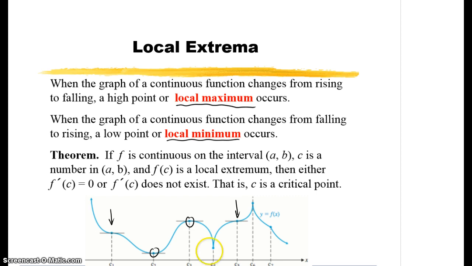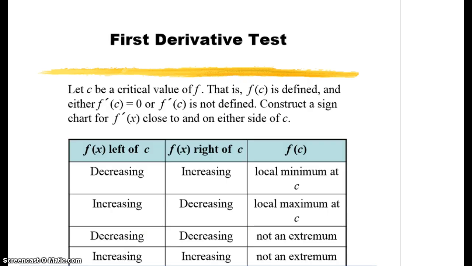At c4, we do have a local min, and at c6, we do have a local max. We have a rising graph and then a falling graph. Likewise, at c7, we don't have anything yet again, neither a max nor a min.